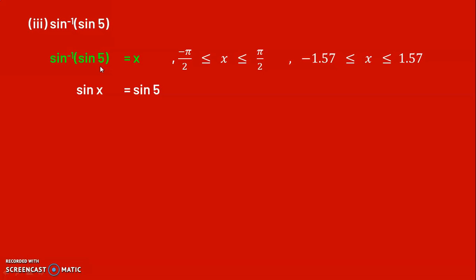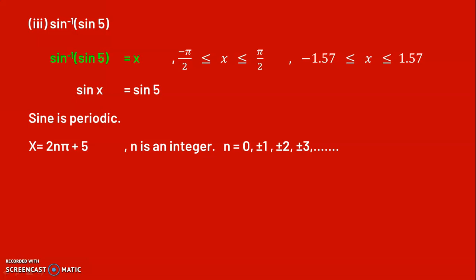Okay. So from this, sin x is sin 5. So we are taking the sin inverse to the right hand side, so that we get sin x is equal to sin 5. Okay. So we know that sine is a periodic function, with period 2 pi, that we all know. Okay. So x will be 2n pi plus 5, where n is an integer. Okay. 2n pi plus 5. So here n is an integer.